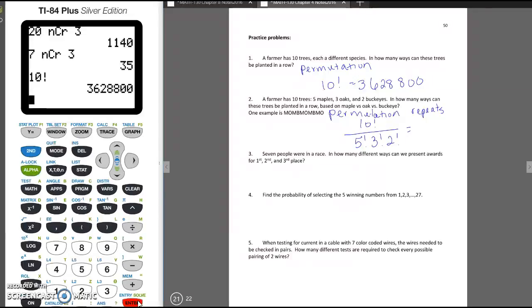And when you put this in your calculator, we're not going to do it to save a little bit of time here, but we would get 2,520. Just remember when you put it in your calculator to put parentheses around the denominator.